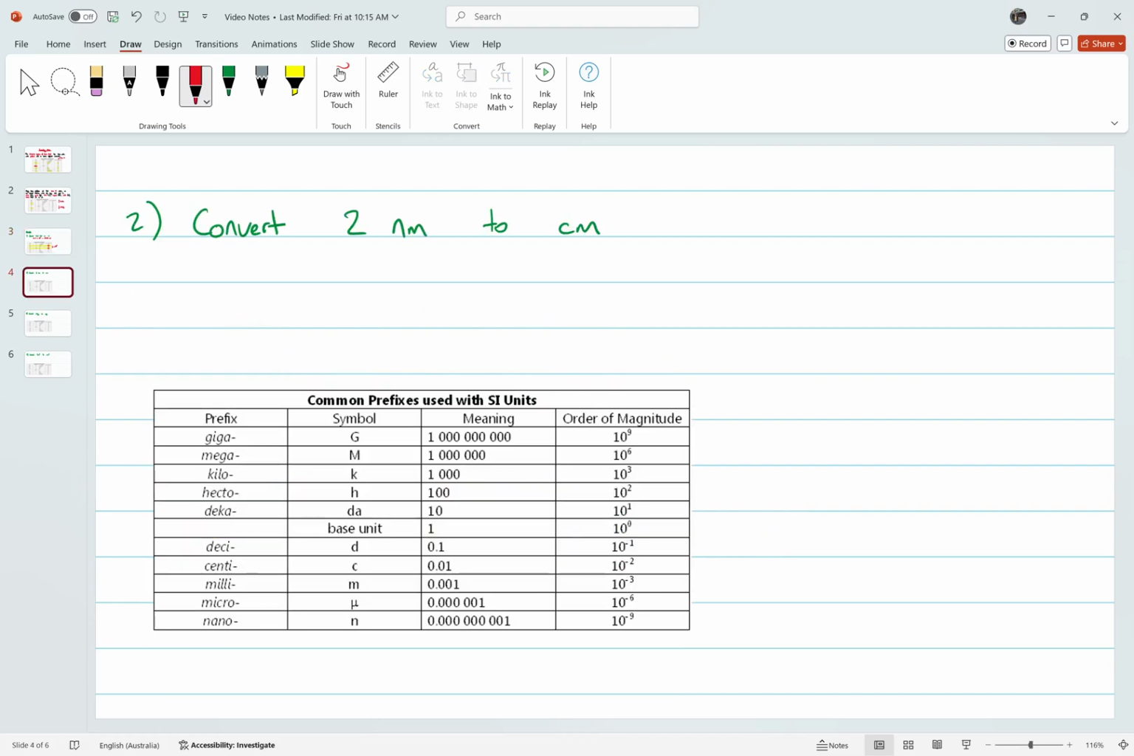Going to the next question, say I want to convert nm, n representing nano, as we see here on the bottom of the table, to centimeters. So I'm going from this row, nano, to this row, centi. And I'm going upwards this time. And because we're going upwards, you remember that means we're going to divide. So we're going to divide.